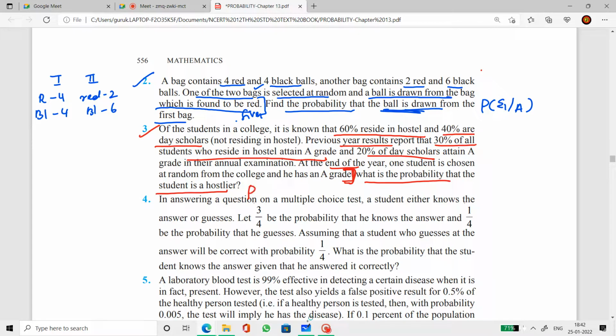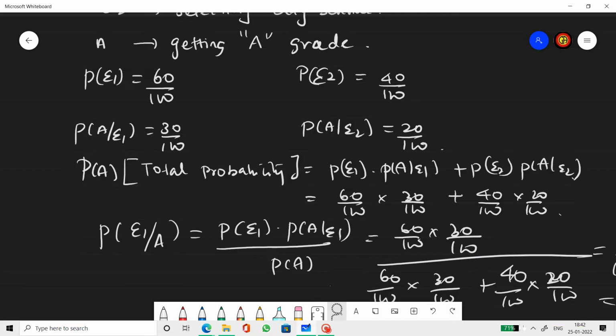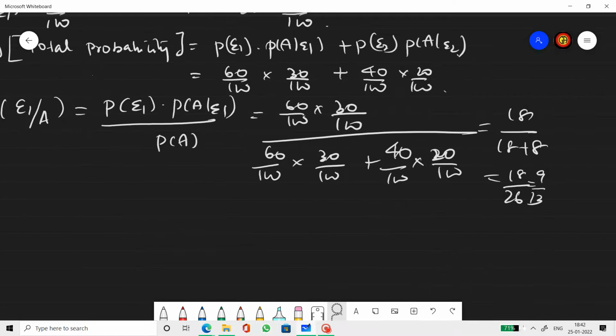So which is P of E1 given A. So P of E1 given A equals P of E1 into P of A given E1 by the total probability. So 60 by 100 into 30 by 100 divided by the total probability value. Try to cancel the zeros, remove the hundreds. It's 18 by 26 and therefore it's 9 by 30.